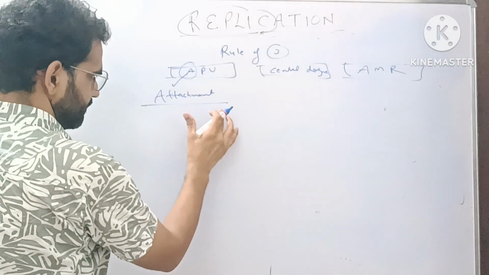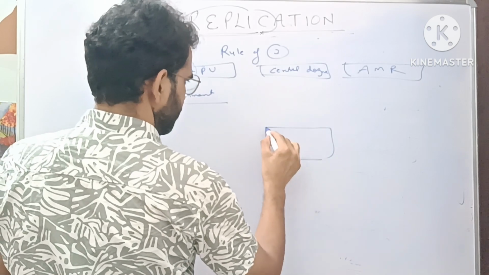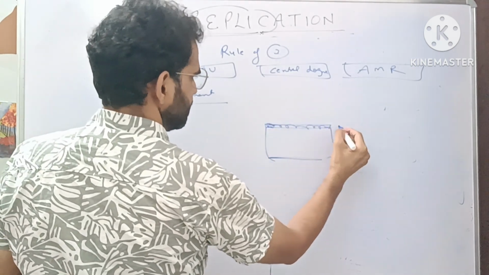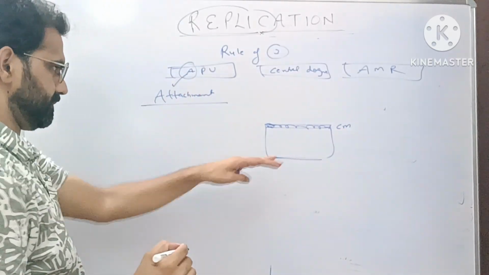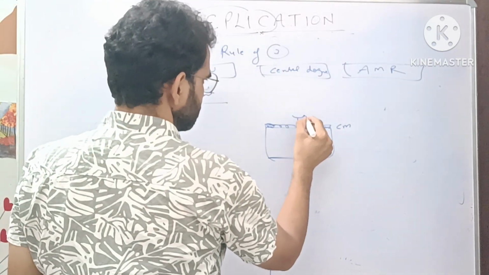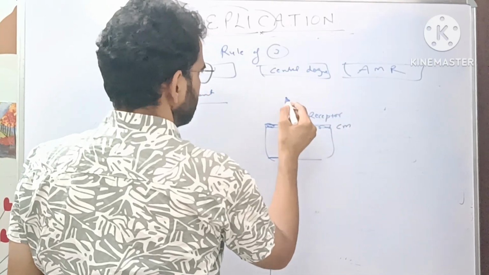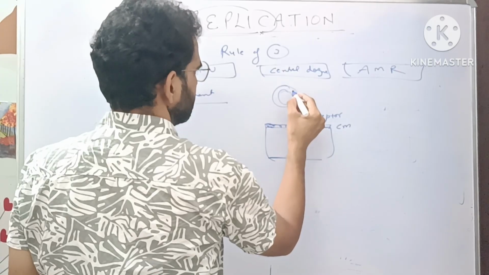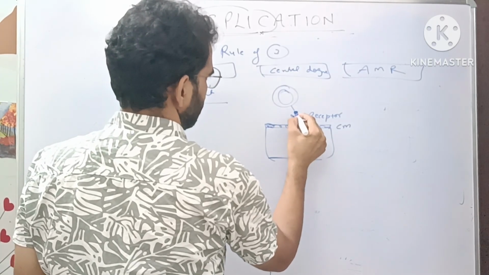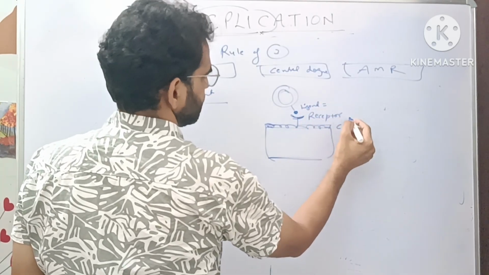So for the attachment or adsorption, over this cell we have the cell membrane. The cell membrane has a receptor and the virus has this ligand. Virus is having a ligand.